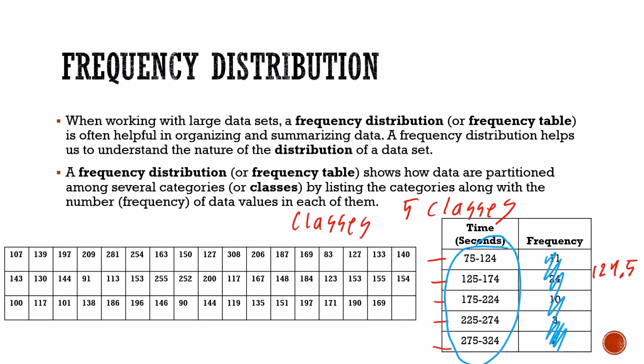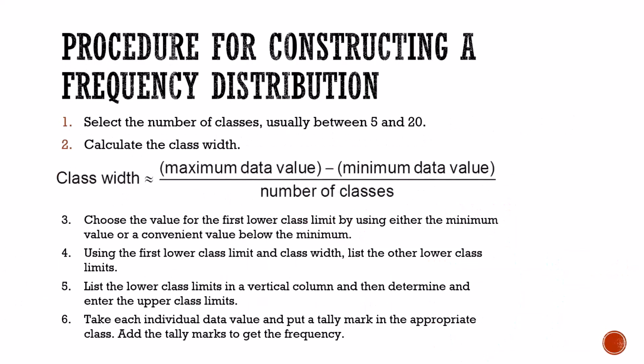So here's how you have to decide that. First, you want to choose the number of classes, right? And there's a logarithm-based rule for that. You want to be between 5 and 20, right? If it's fewer than 5, your data distribution doesn't have enough detail. If you have more than 20, you have too many.